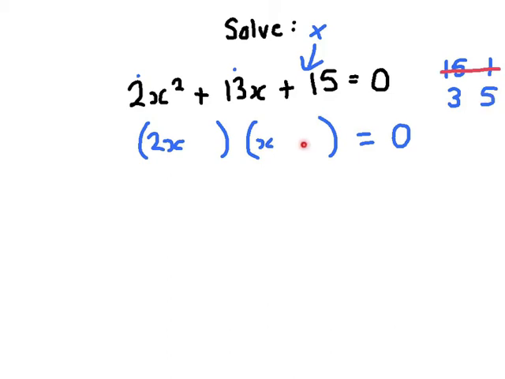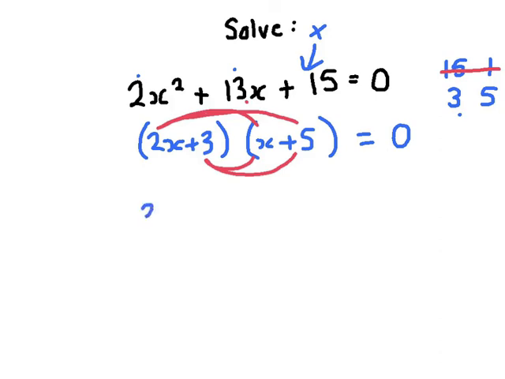If I put the 5 in here, I've got 5 lots of 2x, which is 10x, plus 3 lots of x, which is 3x, which gives me 13x. So that one is the right combination. So I'll put those in that way round. Now I can go and check it by multiplying it back out, make sure it gives me what I thought it was going to. That times that is 2x squared, that times that is 10x, that times that is 3x, which is where the 13x came from, and that times that is plus 15.